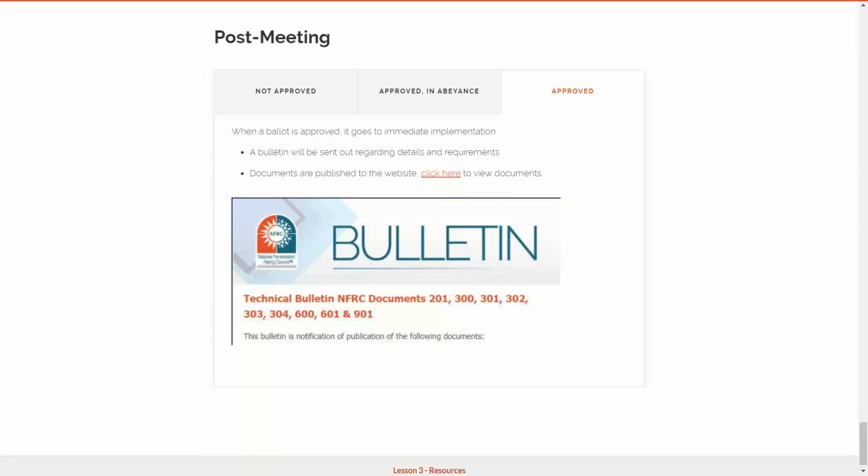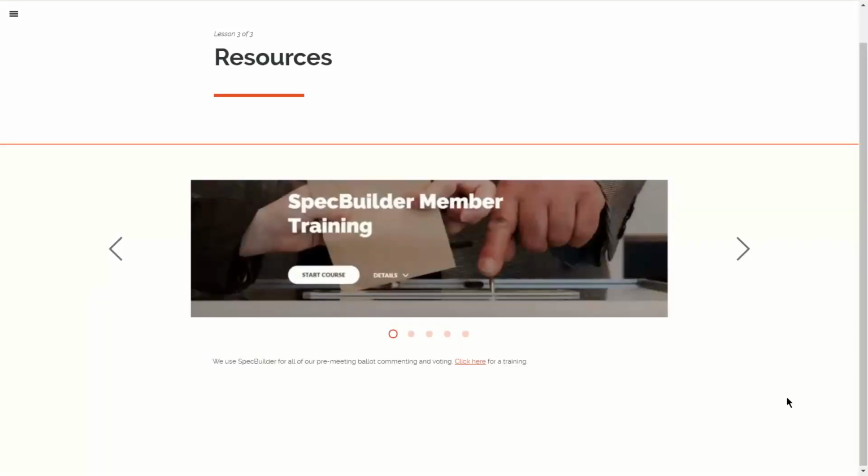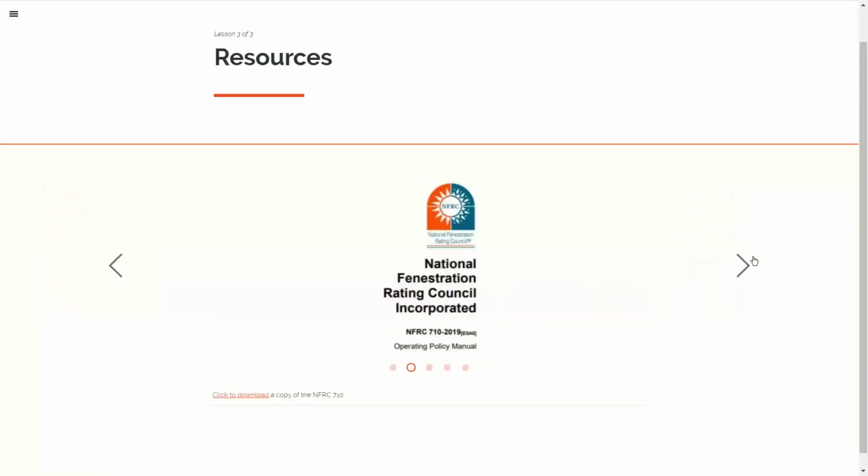Now, we would not be doing our job if we did not give you some resources to support you with understanding how to handle ballots. You can use the following links to access a particular topic at your leisure. The first one here is our Spec Builder FAQ. This will help you to understand how to access ballots. Then there's a link to the 710 document. This is our operations policy document. You want to look and see how we handle all the stuff I talked about with ballots. That's located here in this document.